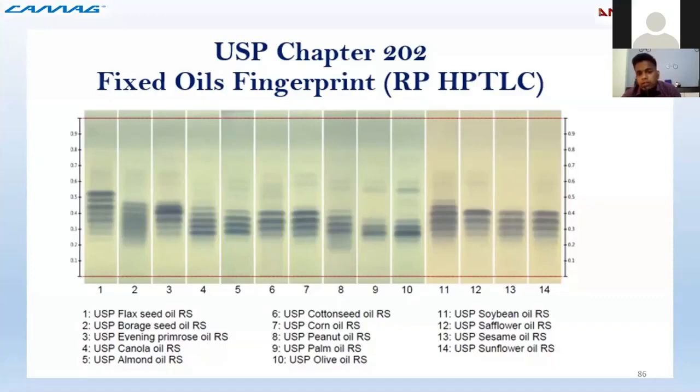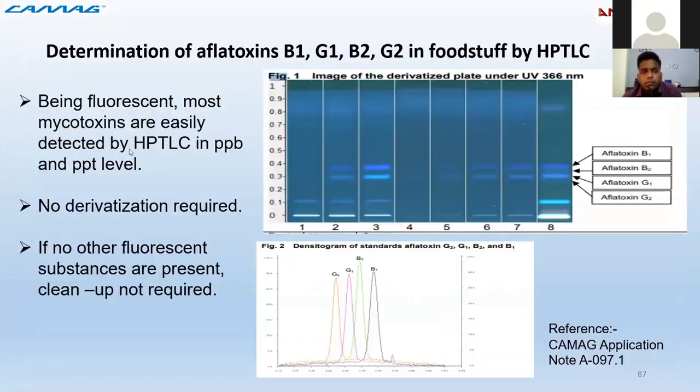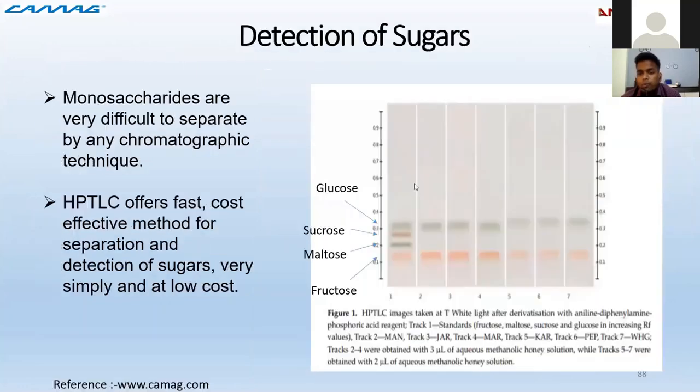So by using this technique, you can do this analysis. Determination of aflatoxin B1, B2, G1, G2 you can do in the foodstuff by using HPTLC. As we all know, being fluorescent, most mycotoxins are easily detected by HPTLC, and at the ppb and ppt level we can quantify that. Here no derivatization was needed. If no other fluorescent substances are present, cleanup is not required. So here you can see the aflatoxin B1, B2 and G1, G2.